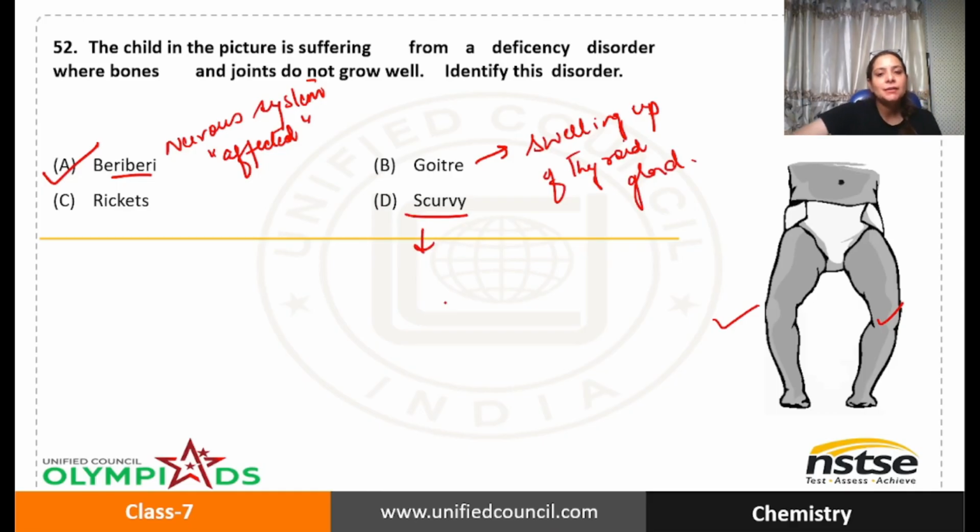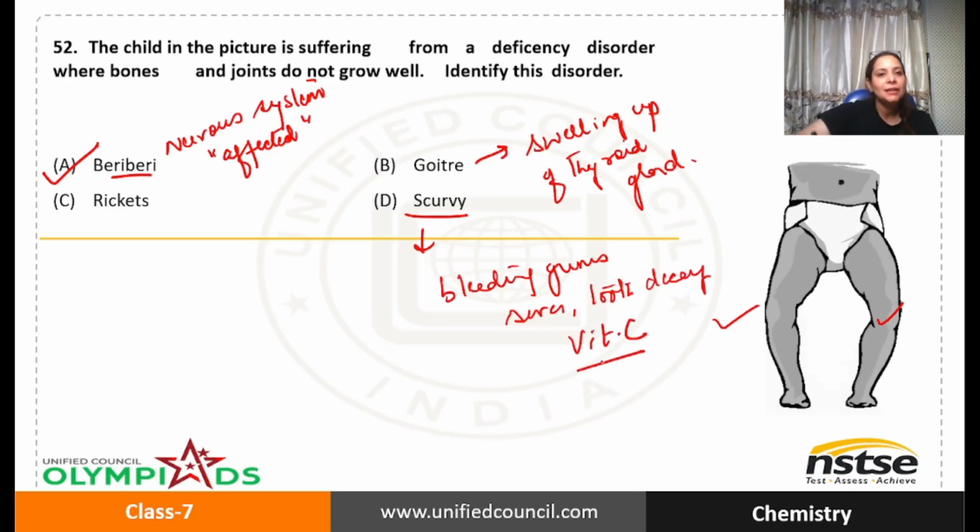Scurvy means we have bleeding gums, sores, tooth decay. This can be seen in the mouth and it is due to deficiency of vitamin C in diet. And rickets is basically deforming of bones. This is how you can see. So this disorder shows that bones and joints are not growing well, they are deformed.